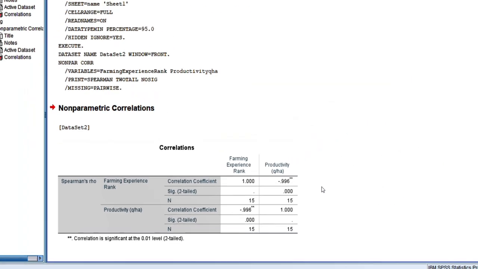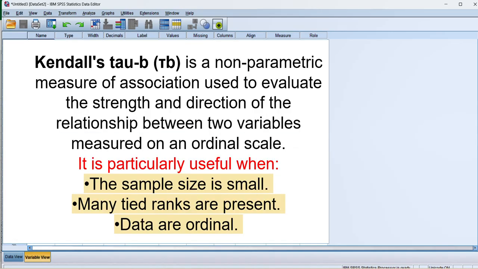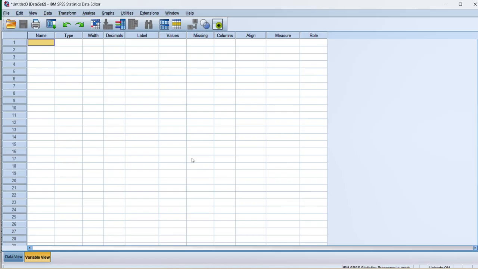this example. Now we will discuss Kendall tau B correlation. Kendall tau B correlation is a non-parametric measure of association used to evaluate the strength and direction of relationship between two variables measured on an ordinal scale. The question arises, why we use Kendall tau B? Because Spearman correlation performs well with ranked data, but when there are many tied observations, Kendall tau B generally provides a more accurate estimate of the association.